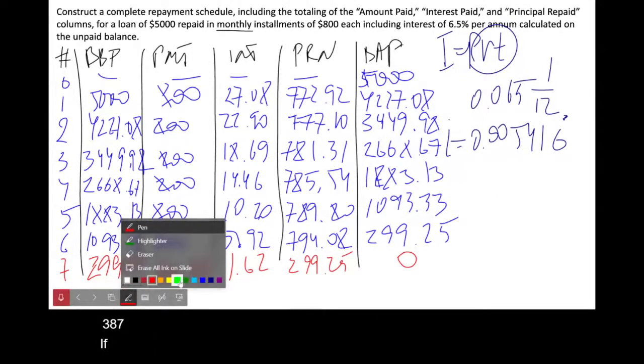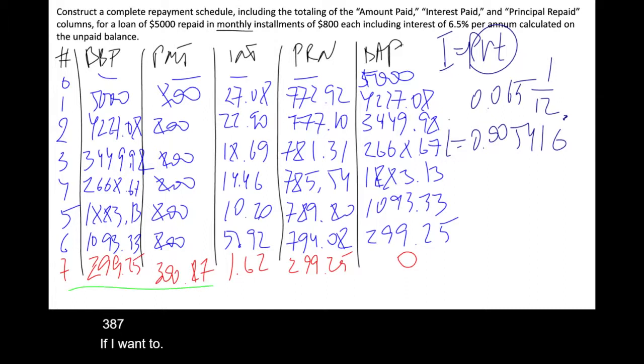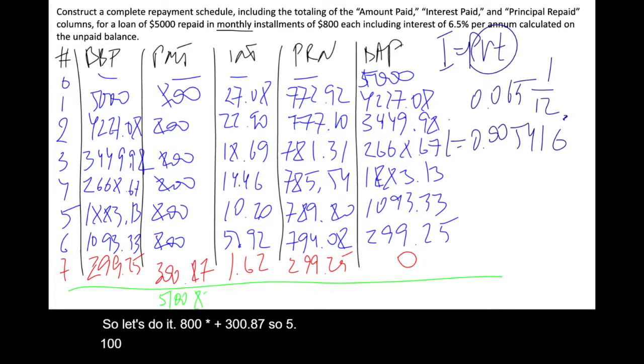Now if I want to total it, let's do it: 800 times 6 plus 300.87, so 5,100.87. Now this one actually has to be done manually.